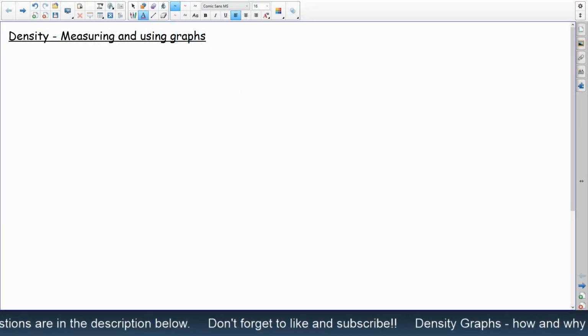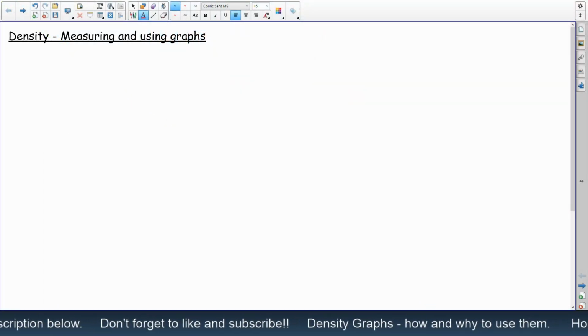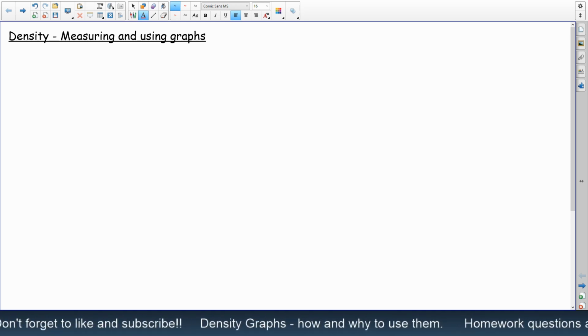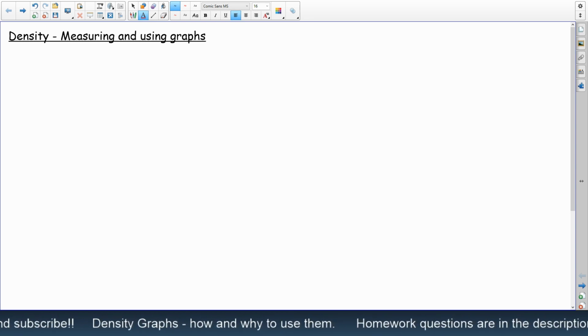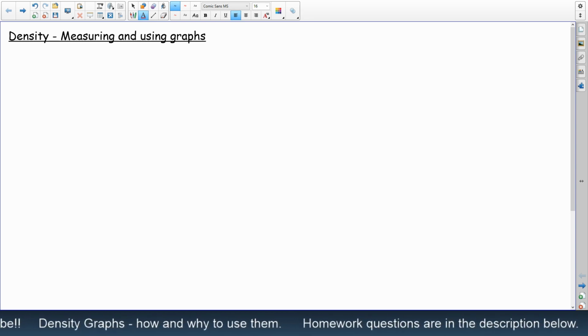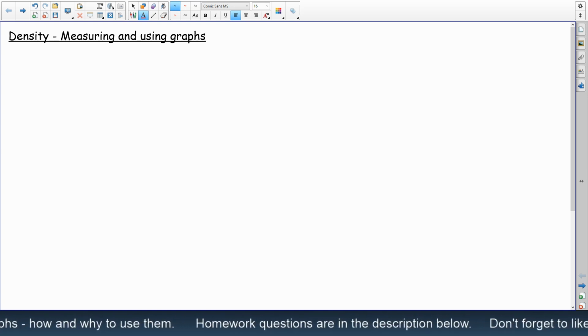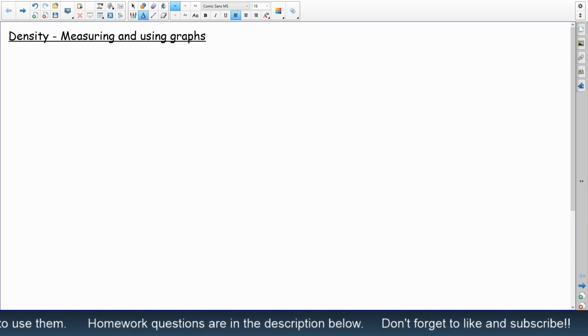Hello everyone! In this episode we're going to take a look at density again, but this time we're going to look at how to measure the density of objects that are not particularly regular in shape or are quite small but numerous in number. That way we can get the density of the material and work our way through. We're also going to take a look at how to use graphs effectively when measuring density, because sometimes you've got so much data that you just have to draw a graph.